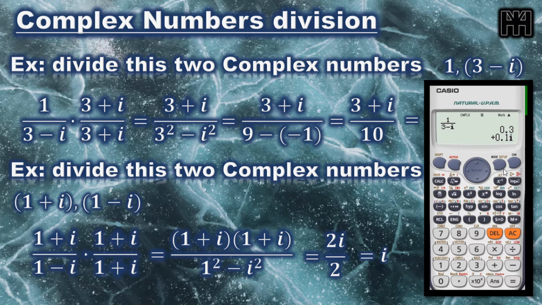Okay, let's start again. We have here in decimal, 1 plus i over 1 minus i, which gives us i. Okay, see, it's easy and clear.